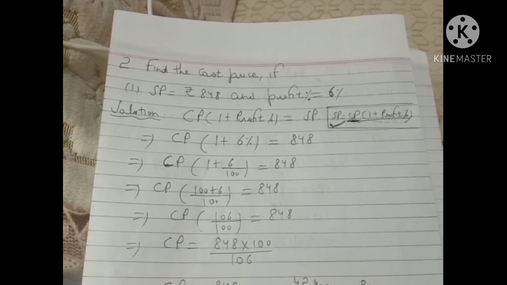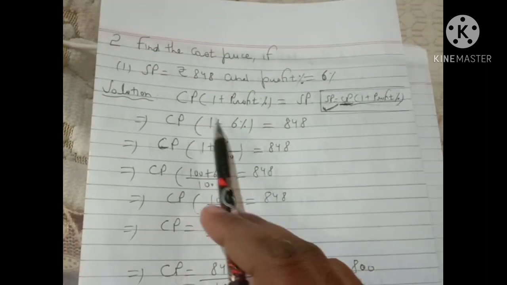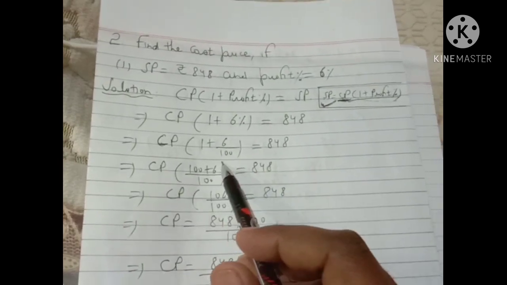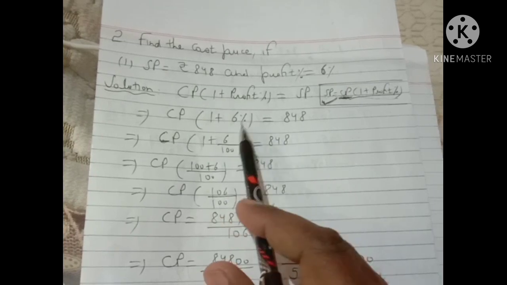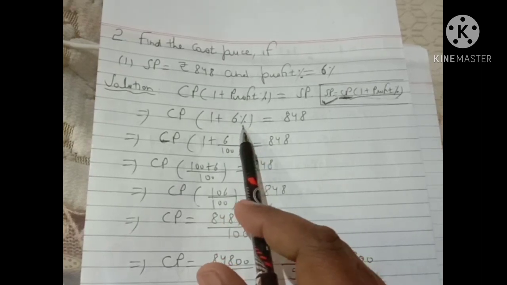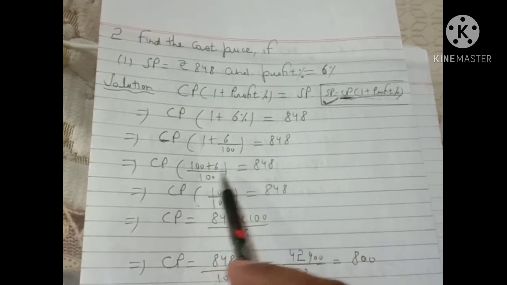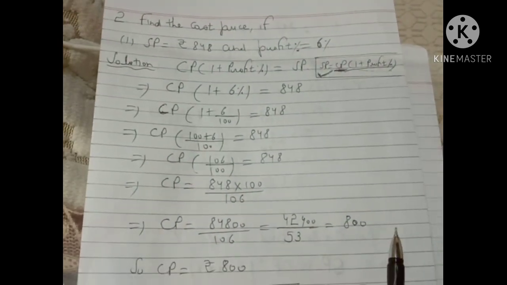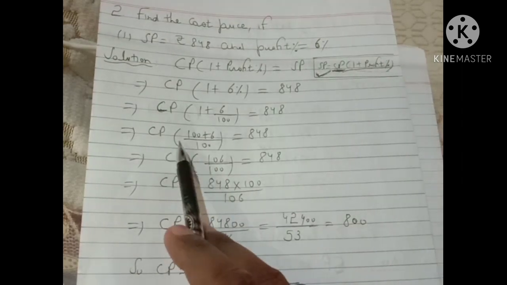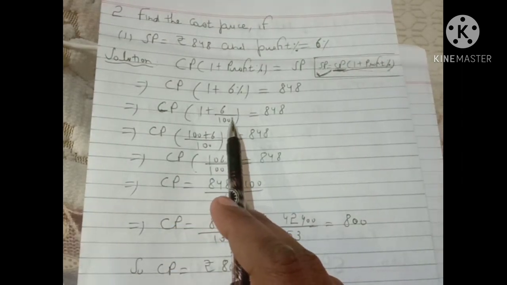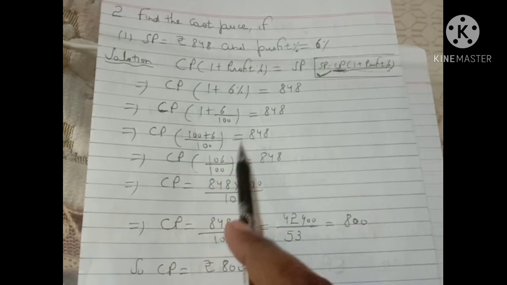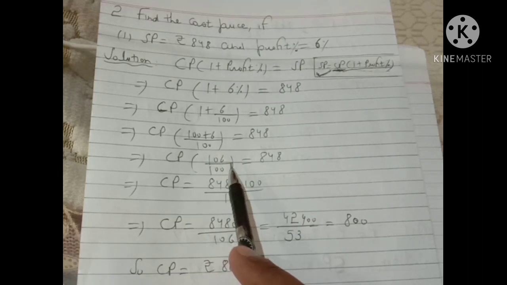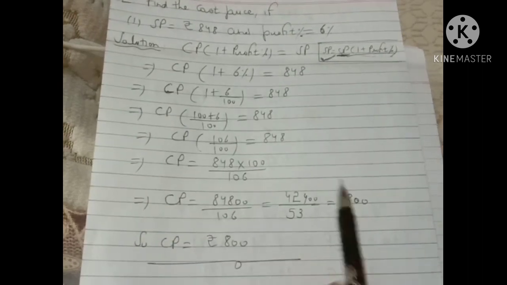And now you can see it will become CP into 1 plus profit percentage, 6%, is equal to 848. And now as it is 1 plus 6%, we have to remove this percentage sign from here by dividing this 6 with 100. It will become CP into 1 plus 6 over 100 is equal to 848. And now you can see in the next step it will become CP, and now we have to take the LCM. 100 into 1 is 100 plus 6 over 100 is equal to 848, and now it will become CP into 100 plus 6, it will become 106 over 100 into 848.